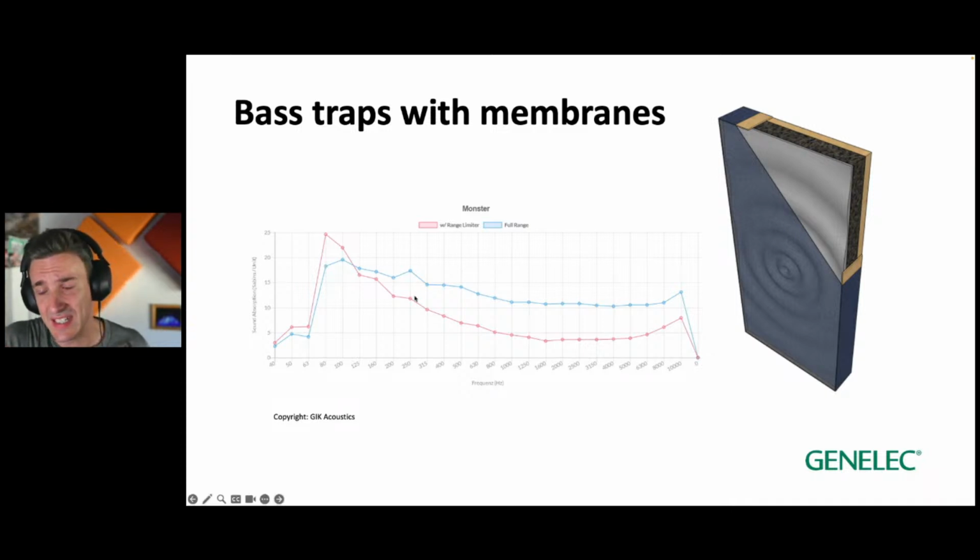And what's interesting to see is that these bass traps that work with membranes are very effective in the range where they are tuned to. So here it would be 80 Hertz, and they are less effective in other ranges. This is just the compromise you get out of this construction. So the blue curve is the full range bass trap, and the red curve is the one with a membrane. But as I said, if you see, okay, I have a problem at 80 Hertz, and I would like to reduce this, this would be exactly your product.